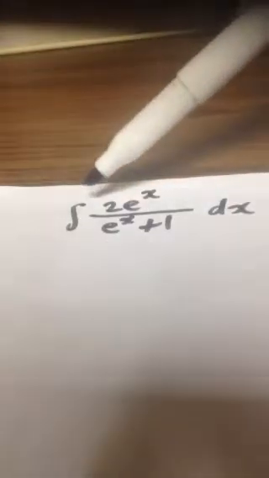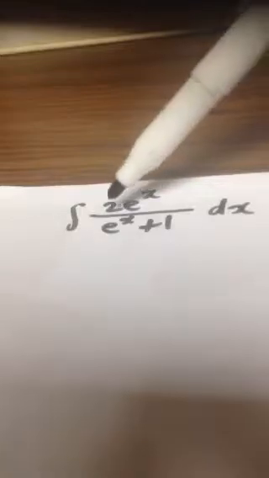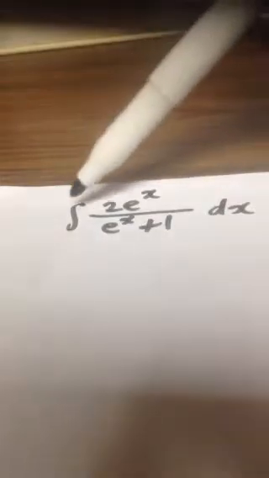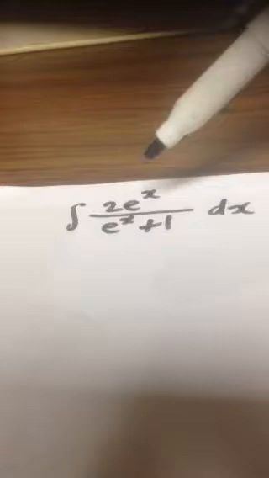We have to integrate 2e to the x divided by e to the x plus 1 with respect to x. You'll notice that this integral does not have limits. In other words, this is an indefinite integral, so we must remember to include the constant of integration at the end.